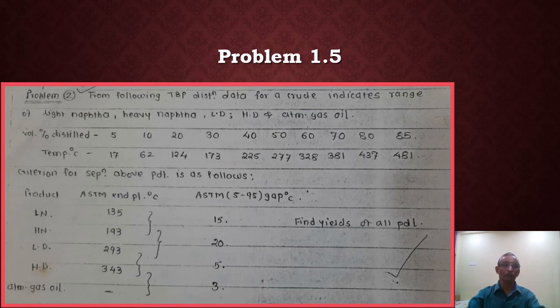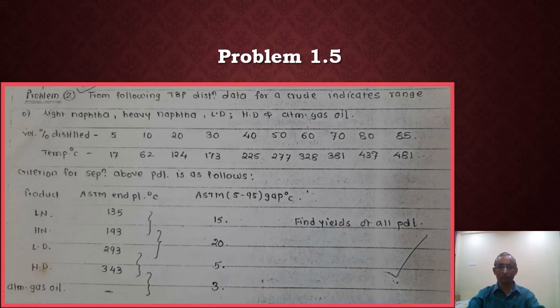So the problem you have to understand initially: the TBP experiment is performed, and data is obtained for volume percent distilled and temperature in degrees centigrade. For 5% distilled, the temperature is 70 degrees centigrade. For 85% distilled, the temperature is 481 degrees centigrade.